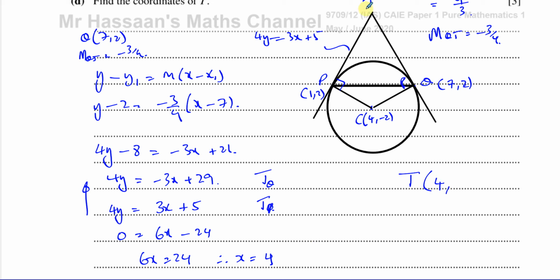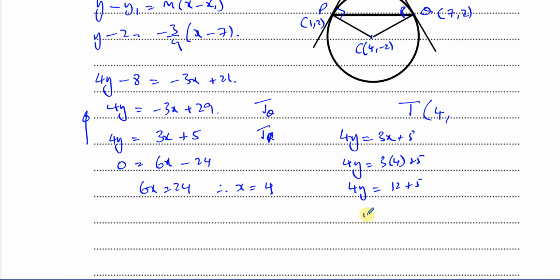For the y coordinate, I can choose either of these two lines, because both of them will meet at that point. So I can choose, for example, 4y equals 3x plus 5. When x equals 4, 4y equals 3 times 4 plus 5. 4y equals 12 plus 5, which is 17. So y is equal to 17 over 4, which is the y coordinate of T.